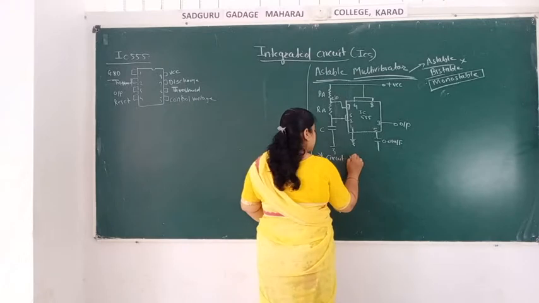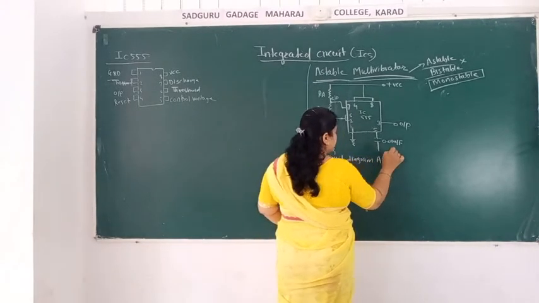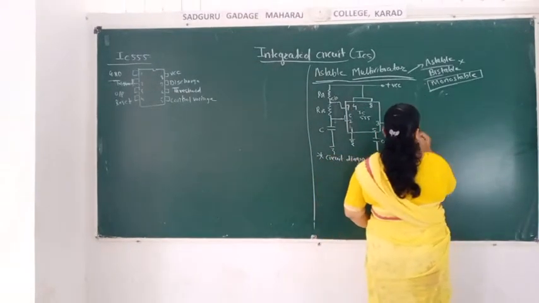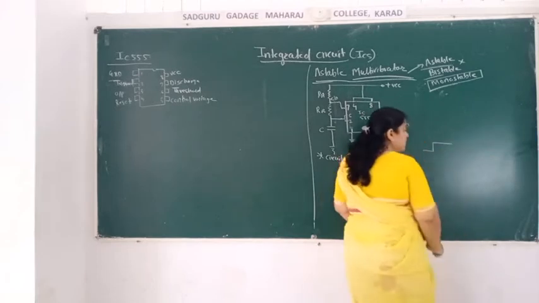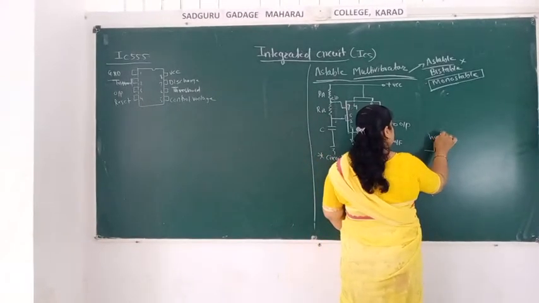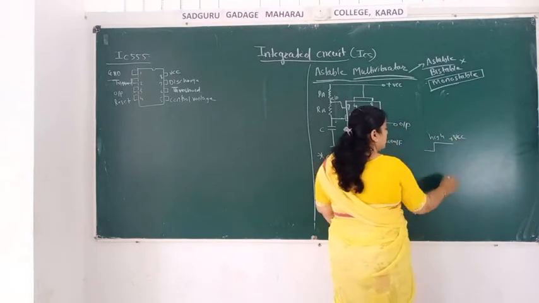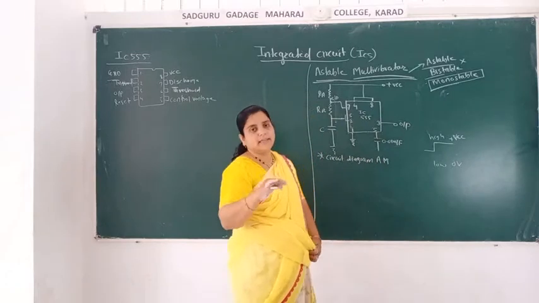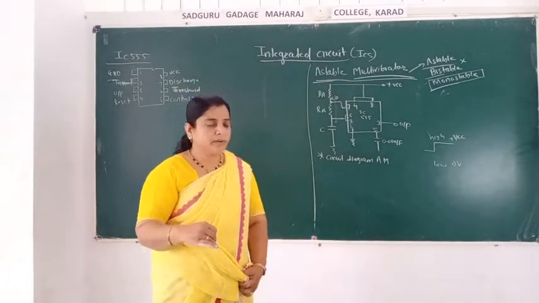Circuit diagram of unstable multivibrator. What happens here? See, I told you about how many stable states there are. Stable means constant. Either the low state may be constant or the high state may be constant. In the high state, plus VCC is given, and if 0 volt is given, it is the low state. So which state is stable? Maybe the high state may be stable, or the low state may be stable.